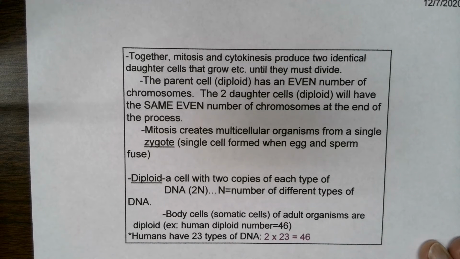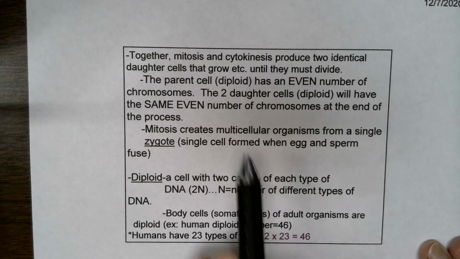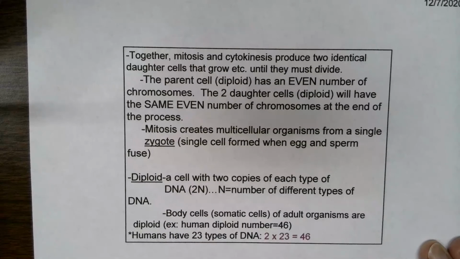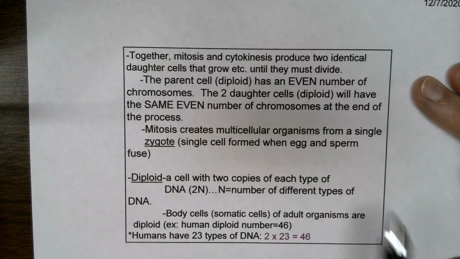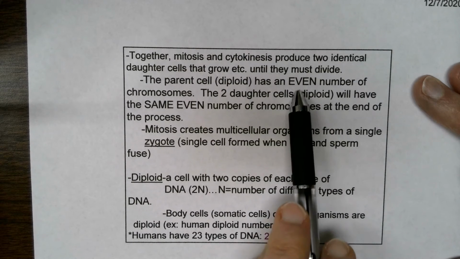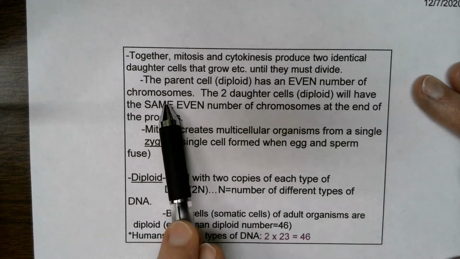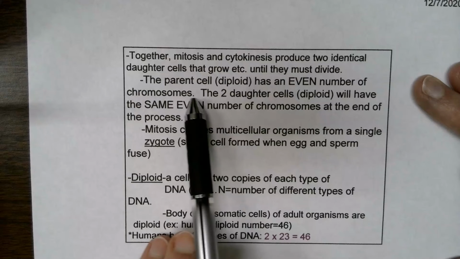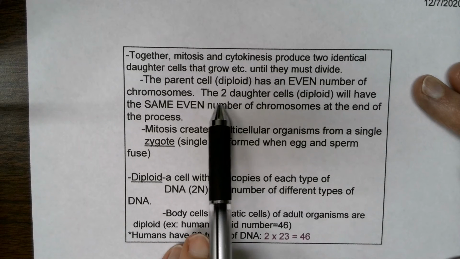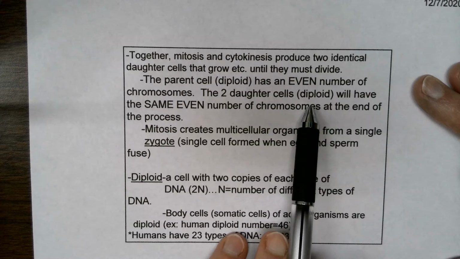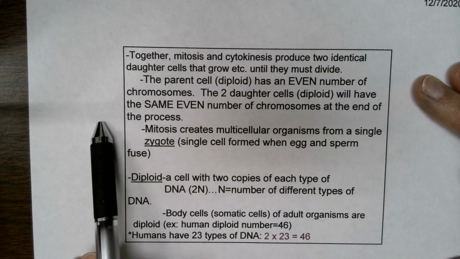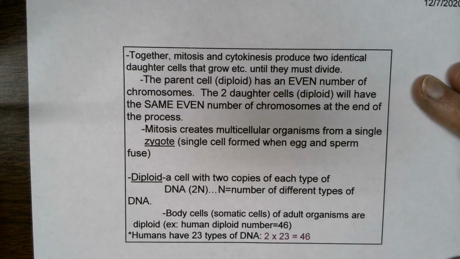So inside your body, most of your cells are what are known as diploid, and they are known as somatic or body cells. Every diploid cell in a normal multicellular organism is going to have an even number of chromosomes. So this says the parent cell's diploid, has an even number of chromosomes, and then the 2 daughter cells that are also diploid are going to have the same even number of chromosomes at the end of this process. We're going to talk about another type of cell division that's meiosis, but we're not ready for that yet.